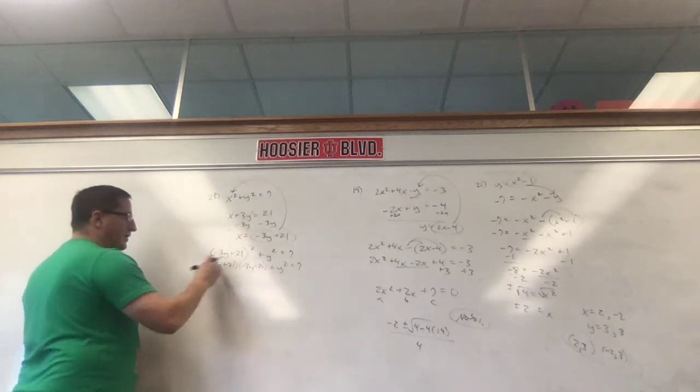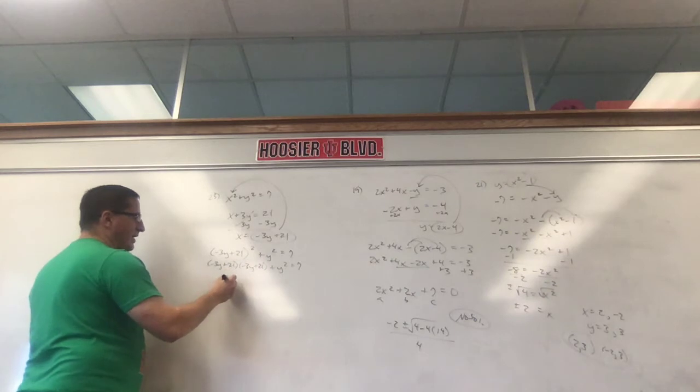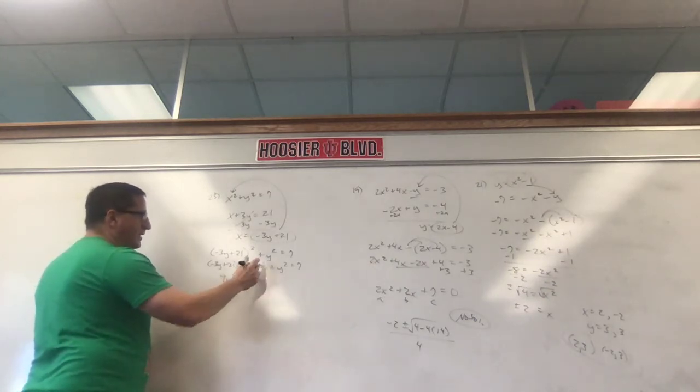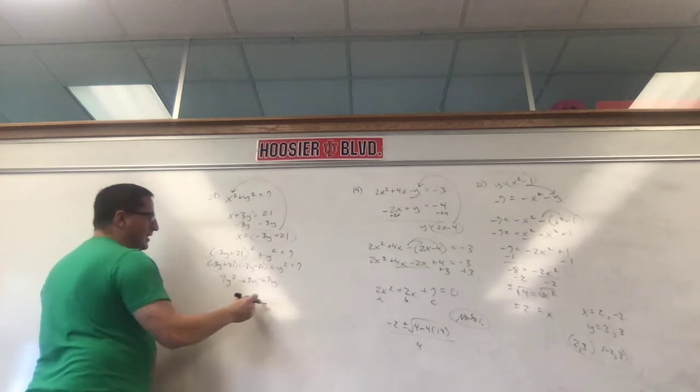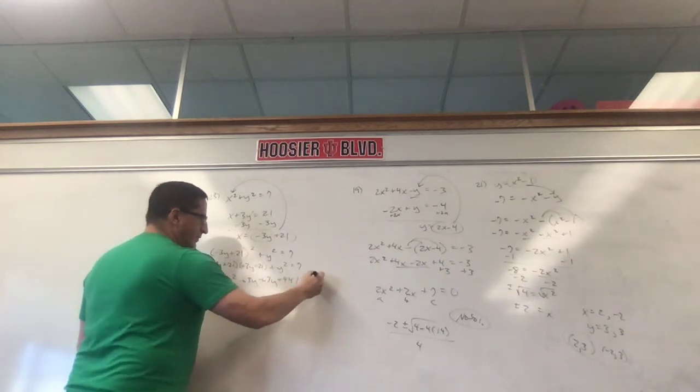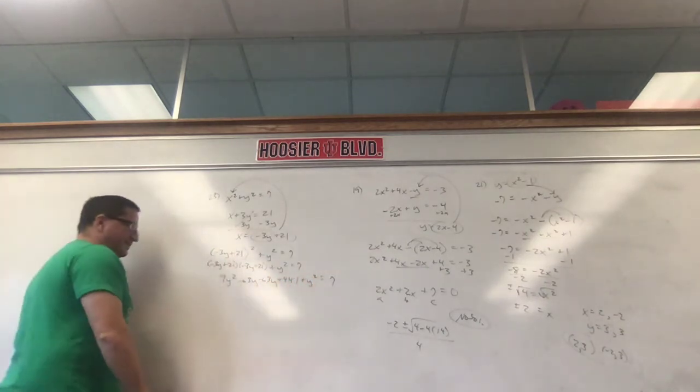If we FOIL this out, negative 3y times negative 3y is 9y squared, positive 9y squared. My outers, negative 3y times 21 is negative 63y. My inners are also negative 63y. My last, 21 times 21 is 441, plus y squared equals 7.